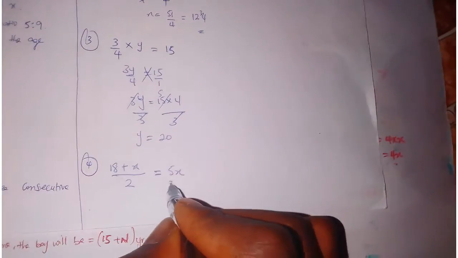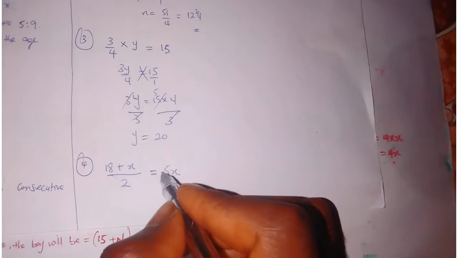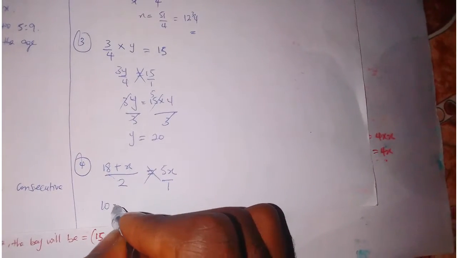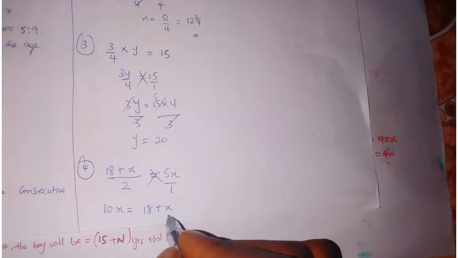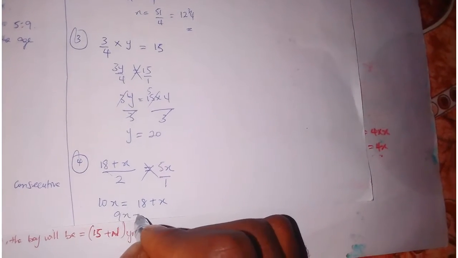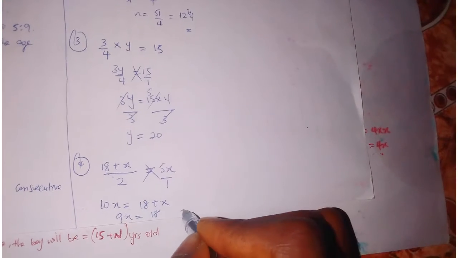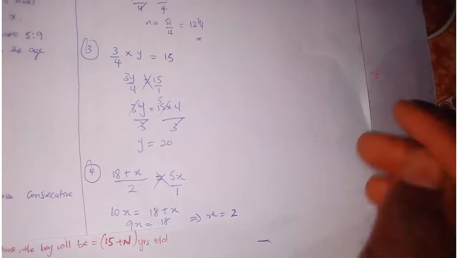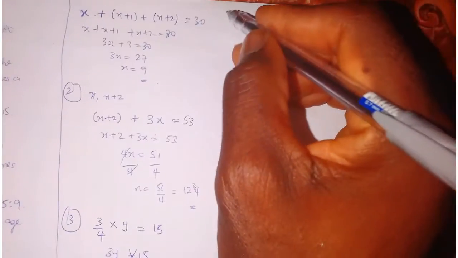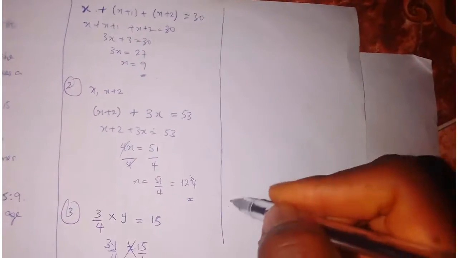Now from here, all I will do is cross multiply, in this case, to have 10x equals 18 plus x. From here, bring x here, it becomes 9x equals 18. It implies that my x equals 2.